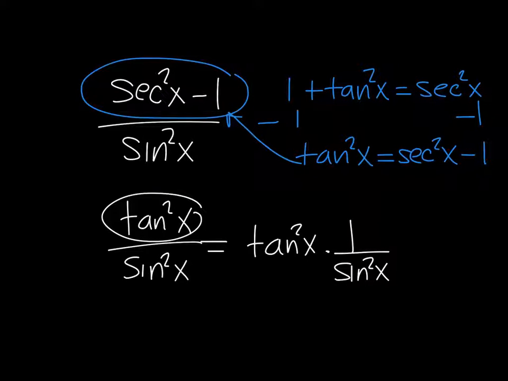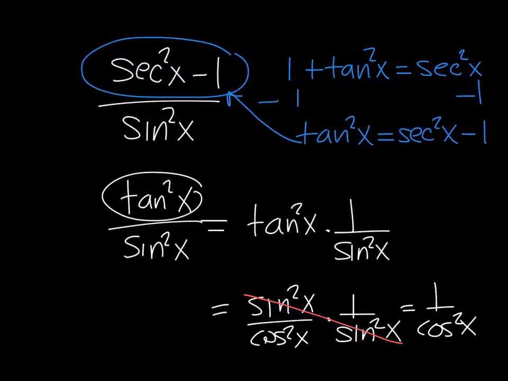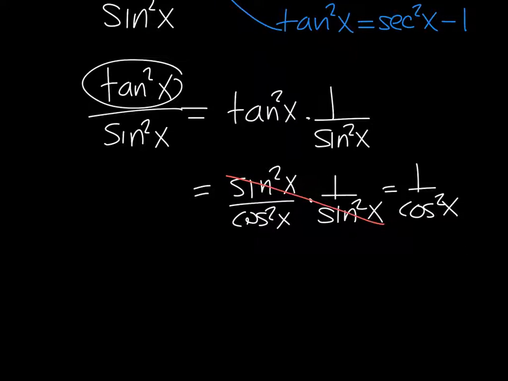So do you guys understand what I just did? Okay, I took this and I just moved it over so that it's a multiplication problem, because now I can look at tangent and replace that with sine squared over cosine squared. And then 1 over sine squared. My sine squareds cancel, right? So now I have 1 over cosine squared, and then I can rewrite that as secant squared, which is e.